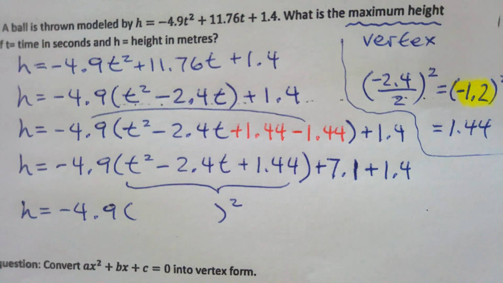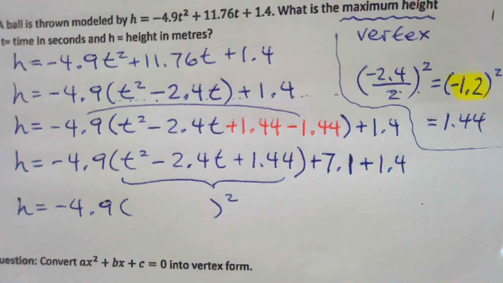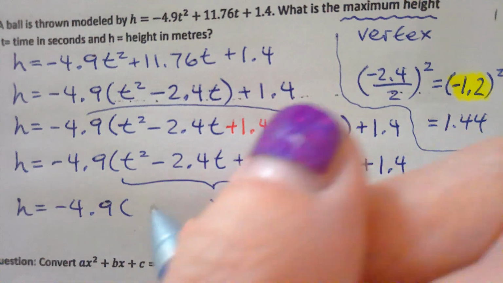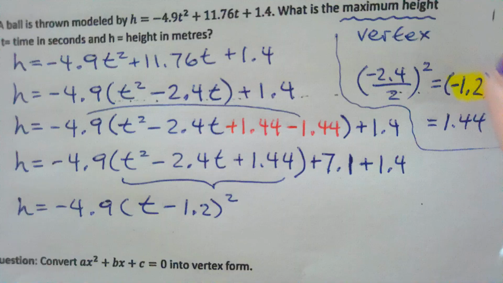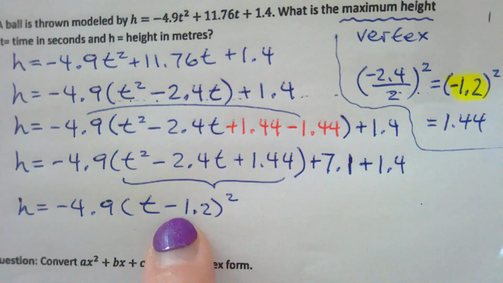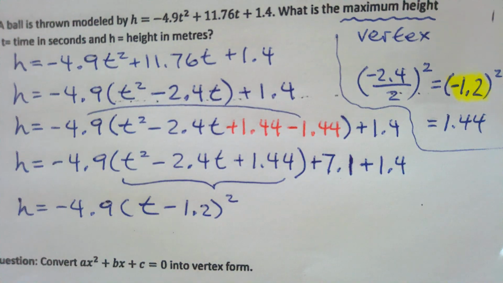So Sydney, since I heard you say, oh, what do you think? T minus 1.2. Yeah, that's right. Okay, that's why I have this on the side to remind me what I put there. It's always that, the b divided by 2.